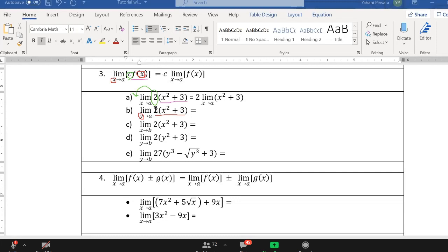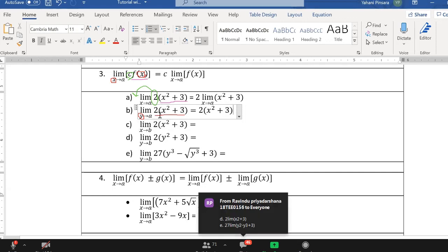The answer should be: the limit of a constant is equal to the constant, in the first rule we have talked about. Limit of a constant is equal to the constant. So the answer should be this one, because y is not included in this function.